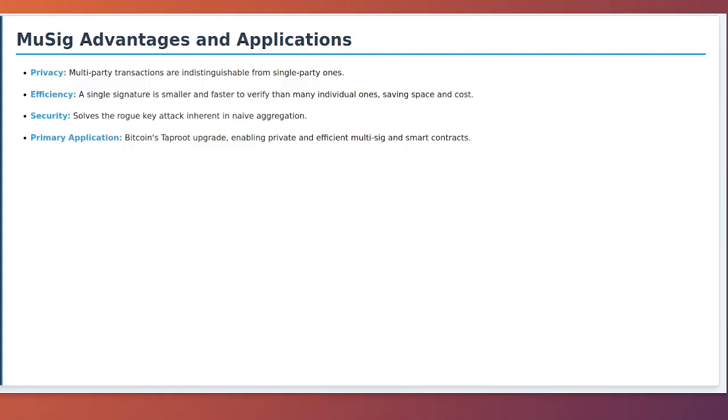The primary application for this technology is in cryptocurrencies like Bitcoin. The Taproot upgrade specifically enabled the use of MuSig to make multi-signature wallets and complex smart contracts more private and less expensive to use. This makes the entire system more scalable and powerful.